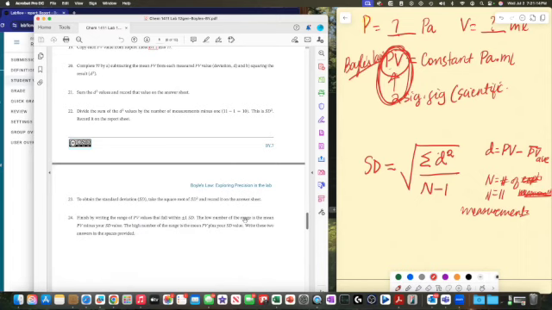Finish by writing the range of PV values that fall within plus or minus 1 standard deviation. The low number of the range is the mean minus your standard deviation value. The high number is the mean plus the standard deviation value.